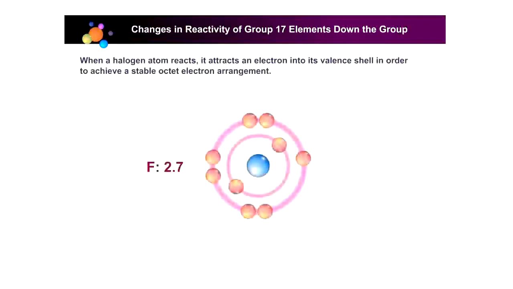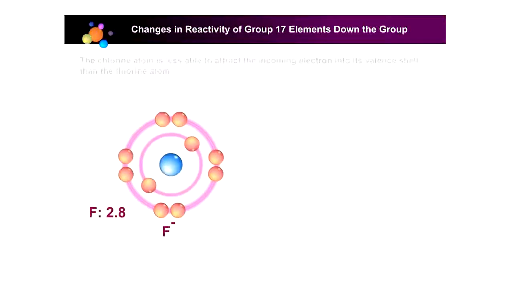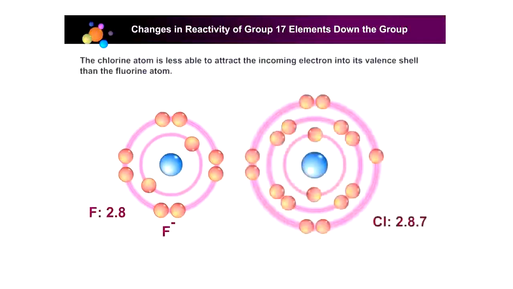Now, let us find out why chlorine is less reactive than fluorine. When a halogen atom reacts, it attracts an electron into its valence shell in order to achieve a stable octet electron arrangement. The chlorine atom is less able to attract the incoming electron into its valence shell than the fluorine atom. Can you figure out why?